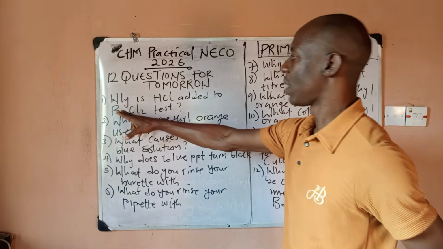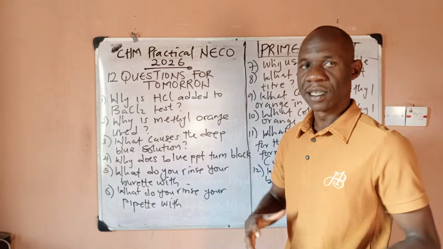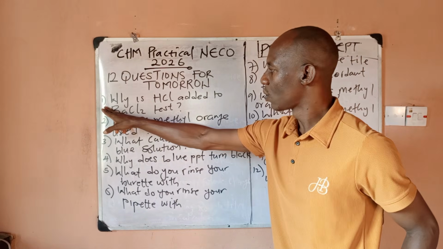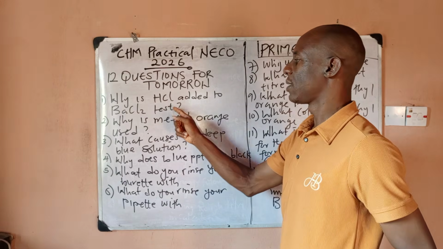Now, question number one, we have 12 areas that we're going to answer. I'm going to answer them very fast, so this video is not too long. Question number one, why is HCl added to the barium chloride test?